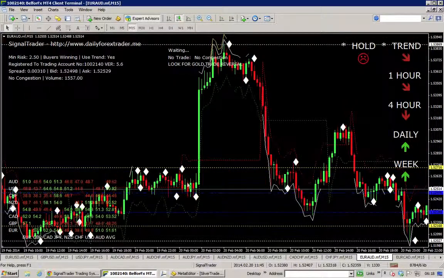Yes, so there you go. And again, look, there was no warning to this. Why is that? Because it was news driven. That's the recovery. So that's what we're after, the recovery.